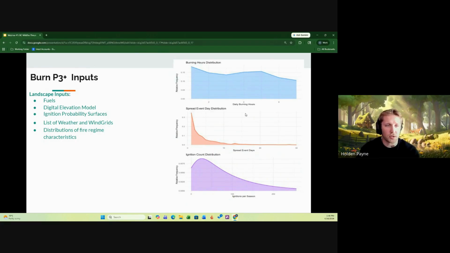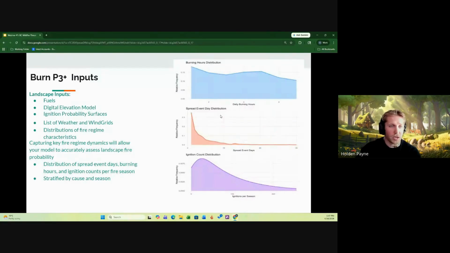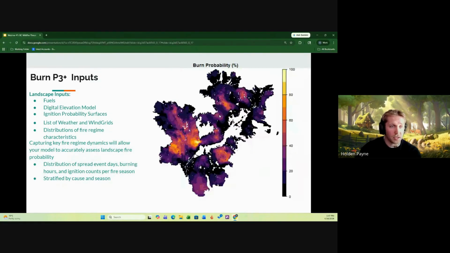So the burning hours distribution that tells us how many hours per day are fires burning in our model, and then the spread event day distribution, so how many days are our fires burning for, and then finally ignition count distribution. So this is how many individual ignitions you're having per unit per season, and these are all sampled from for every iteration. And so if you sample from enough of these distributions, you get a good idea of the range of variability of fire behavior for your landscape, and you can then theoretically get a good, accurate prediction of burn probability based on those. And these can also be stratified by cause and season. So we have daily burning hours for different seasons and for different causes, and same with spread event days.